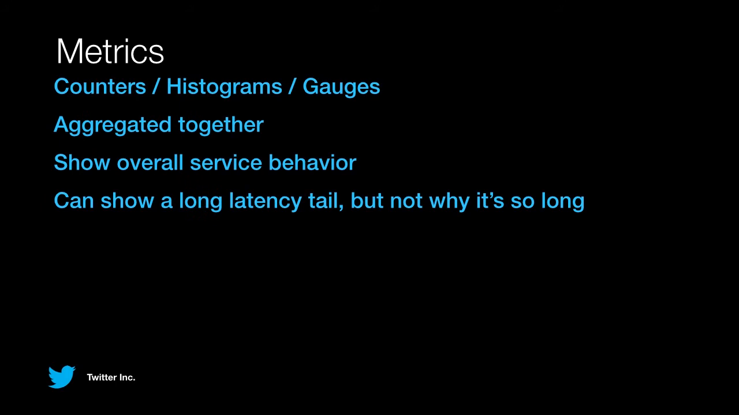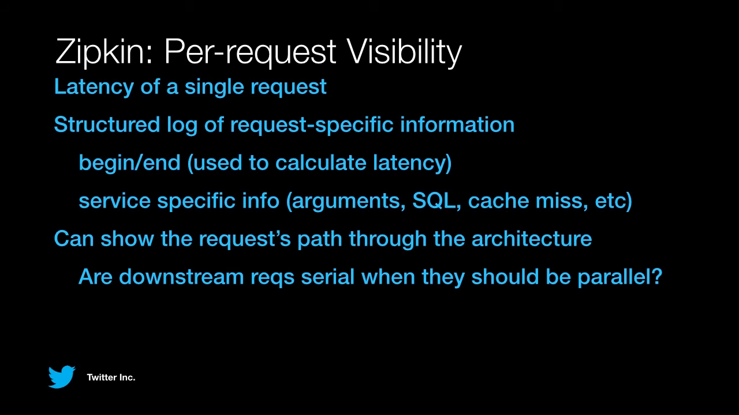Like I was saying before, most metrics can show you the tail of your latency distribution, but they can't really tell you why. Why is my tail so long? Why are these requests getting so slow? They just give you an overall service behavior. With Zipkin, you can see the latency of a single request. You get the structured log with request-specific information. You get the beginning of the request when it comes into your system and the end of it when it goes out. And then, like I said, you get these service-specific things.